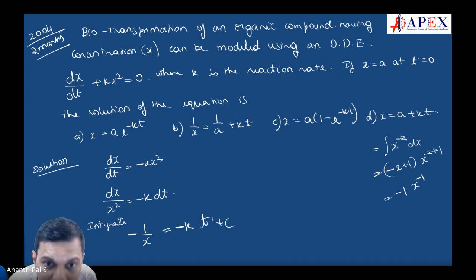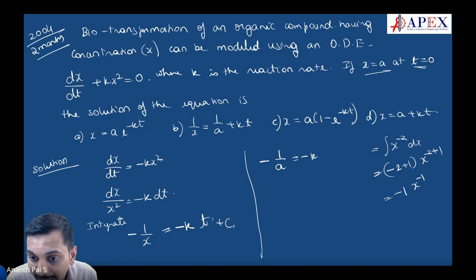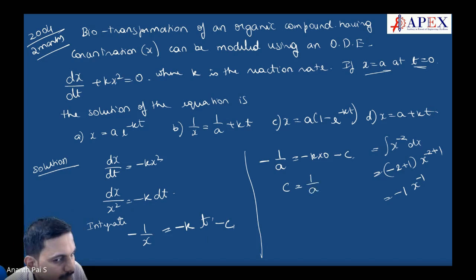How to find out the constant? You have given x is equal to a at t is equal to 0, correct? So substitute that. So what you will get here, you can write this as minus 1 by a is equal to minus k into 0 plus a constant. And that constant will be actually equal to how much? Here c can be anything, minus can be put anywhere. So it's everywhere minus. So I'll put it as minus c instead of having plus c. I can do that also, right? So you'll have c is equal to 1 by a, right?